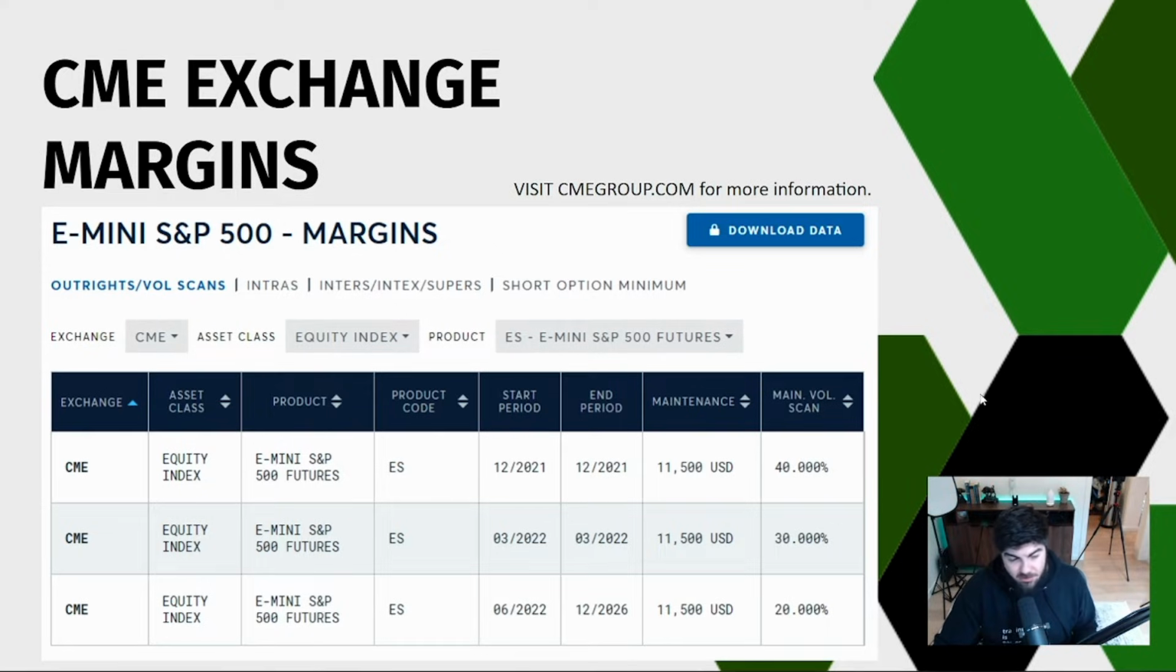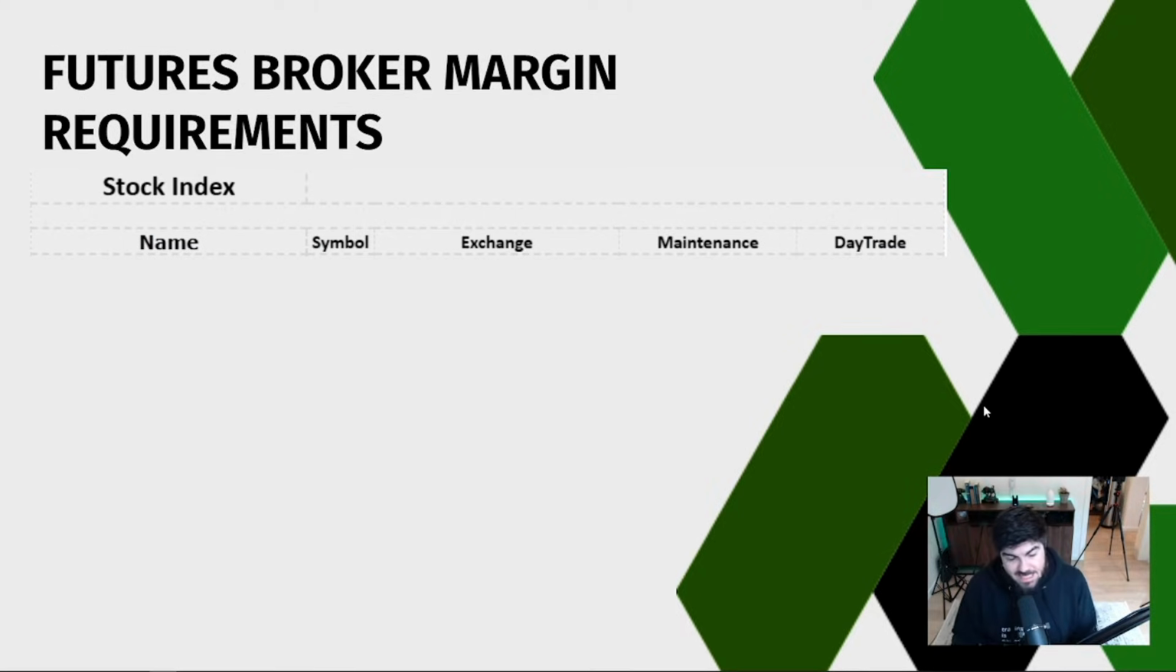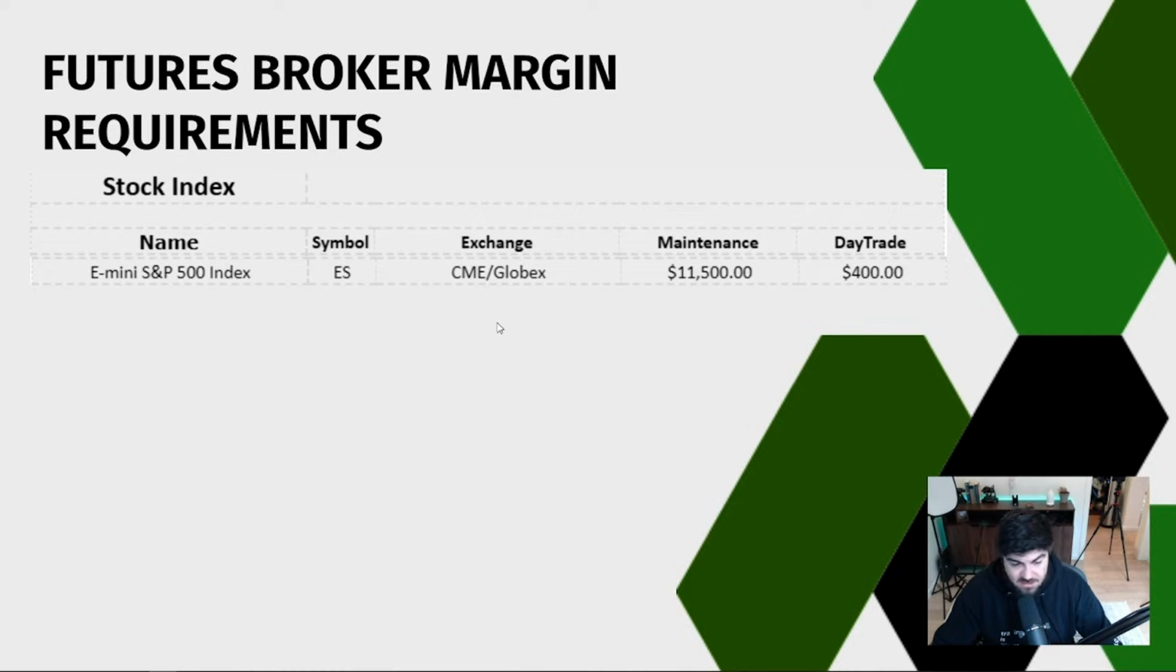Now we're going to talk about the difference between CME exchange margins and those offered by popular brokers. Here is a margin sheet from AMP Futures, which is our preferred broker of choice, and we use personally at TRADEPRO Academy for all of our futures trading. So what you'll notice right off the bat is for the stock index on the ES contracts on the S&P 500, they have what's called a reduced margin of just $400 per day trade.